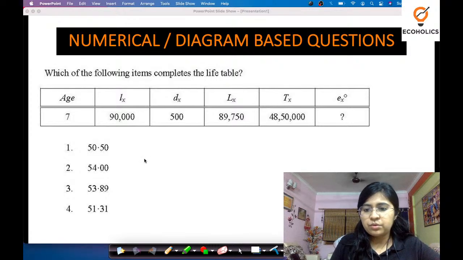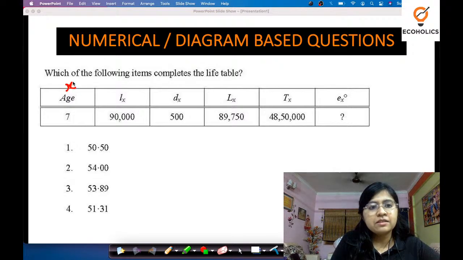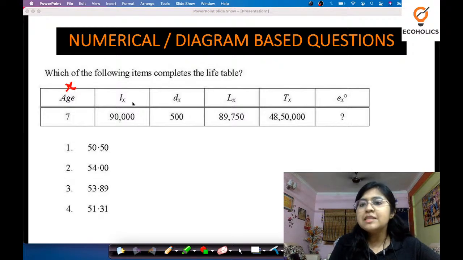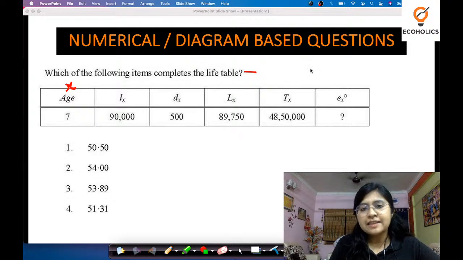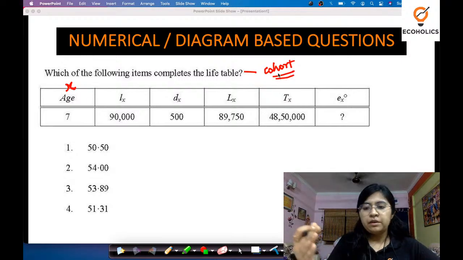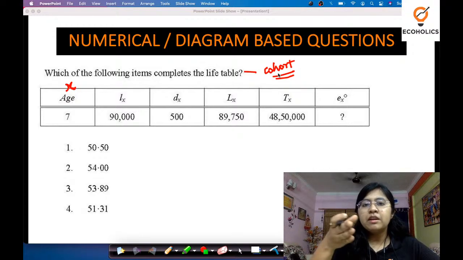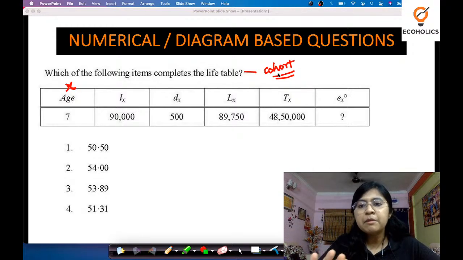So we have this, which is known as X, X meaning the specific age. A life table constitutes the analysis along the lines of birth rates and death rates for a cohort. Cohort means a group. It can be in lakhs, it can be in thousands, it can be based on a certain question, but it is based on a cohort. So X represents a specific age.